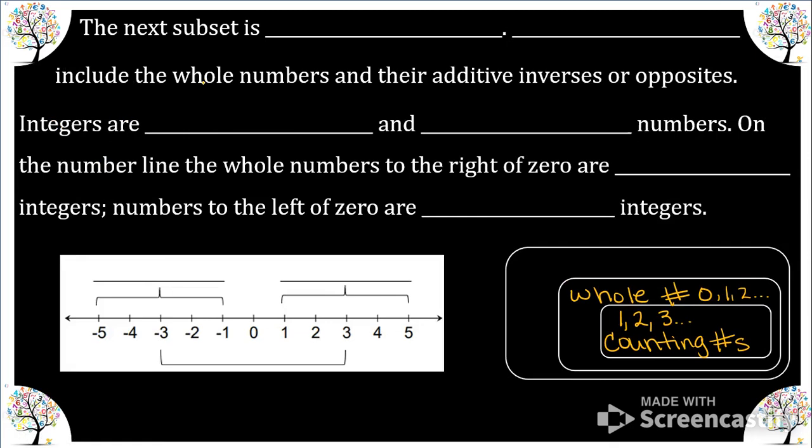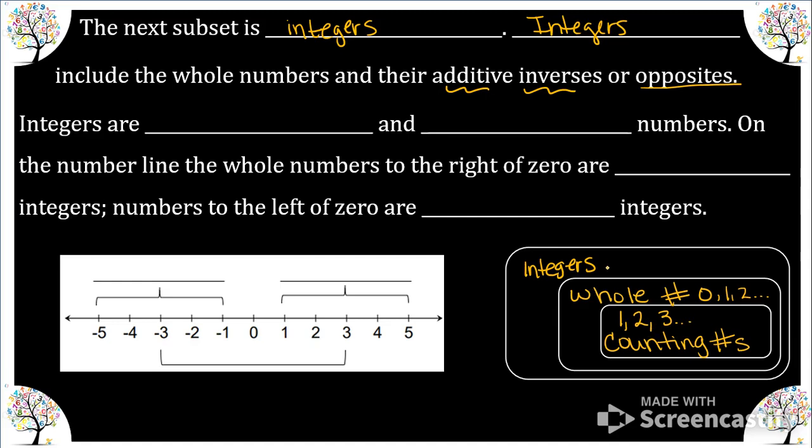The next subset is integers. So this is what this lesson is all about in this unit. So integers include the whole numbers and their additive inverses, or another way to say it is the opposites. So let's write integers in this outside box. So integers include whole numbers, 0, 1, 2, 3, 4, which also include the counting numbers, 1, 2, 3, 4. So an integer is a whole number and also a counting number.